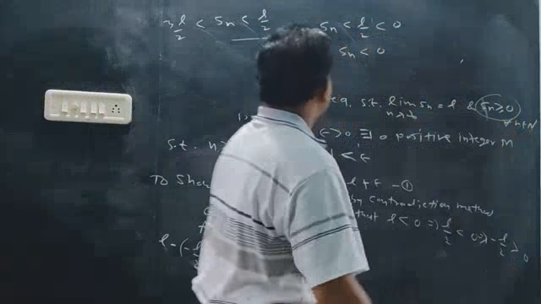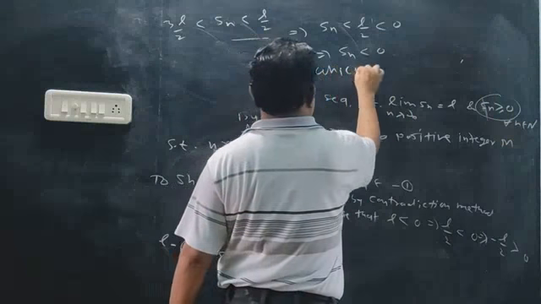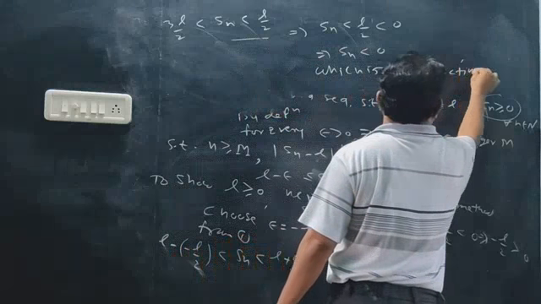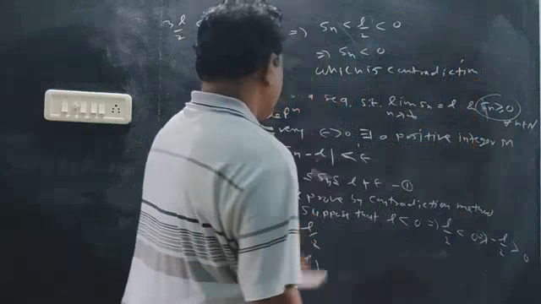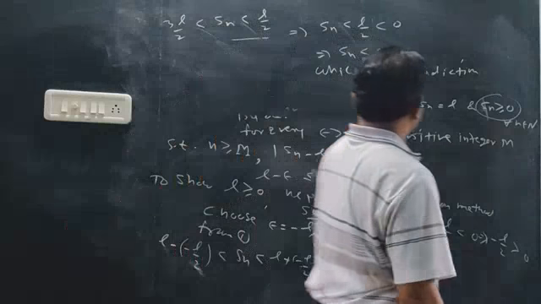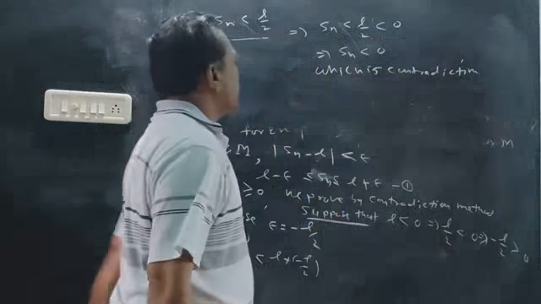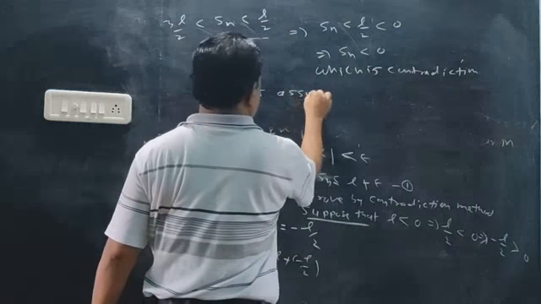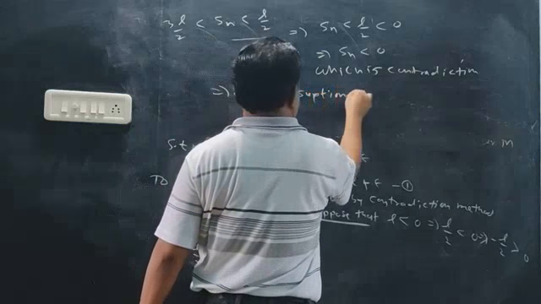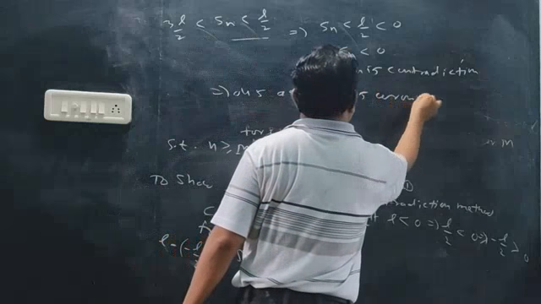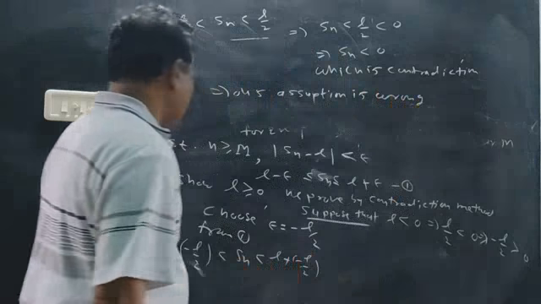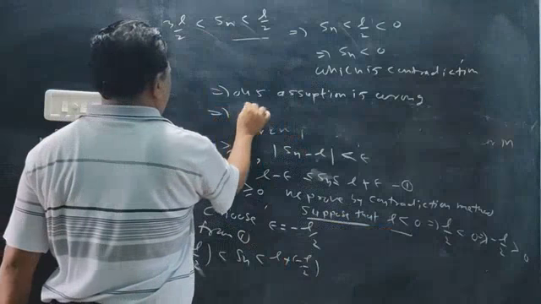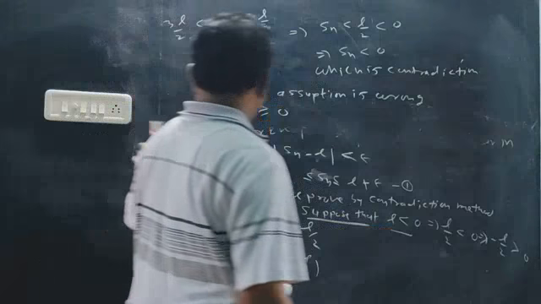The given that, okay, which is a contradiction. So that assumption is wrong. We assumed that L is negative, which is wrong. So our supposition is wrong. Okay, so what is right? L is positive, equal to 0 also.